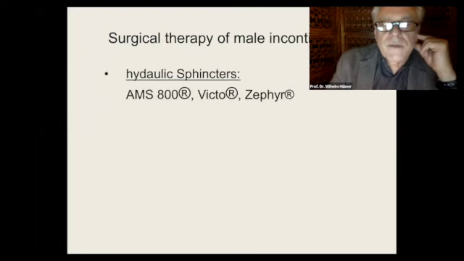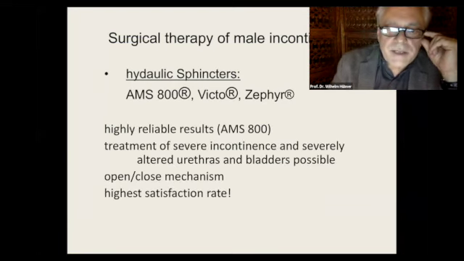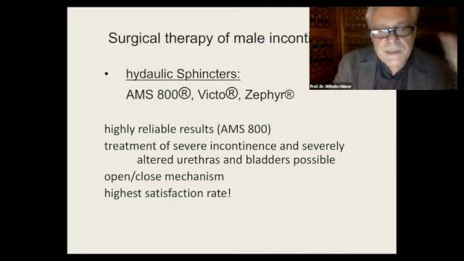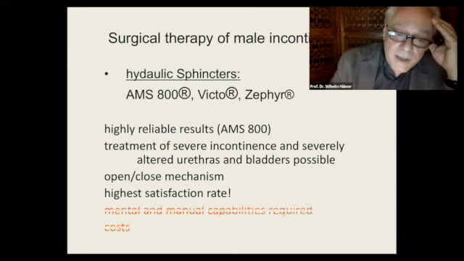Now let's come to the hydraulic sphincters, mainly the AMS 800 or VICTO or Zephyr. Here we have really very reliable results. The treatment of severe incontinence and severely altered urethras and bladders is possible. You can combine the hydraulic sphincter with a stent, and you have a real physiologic open-close mechanism, and definitely a very high satisfaction rate.